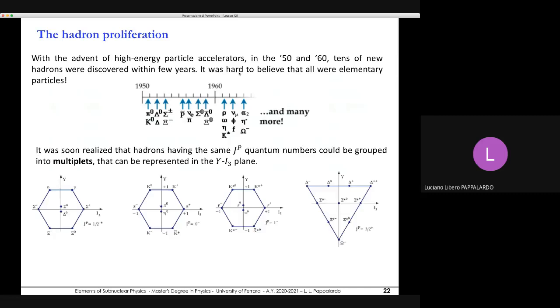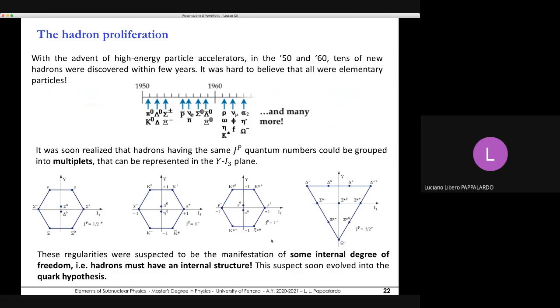However, it was soon realized that hadrons having the same J^P quantum numbers, where P is parity, could be grouped into multiplets. Okay, and these multiplets can be represented in the hypercharge versus third component of isospin plane. And you see here some examples. So you have the hypercharge on the vertical axis, the third component of isospin on the horizontal axis, and then you can group your hadrons based on the J^P quantum numbers, and you see that they form multiplets. Okay, they form multiplets.